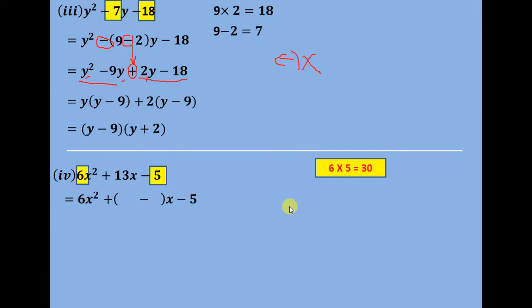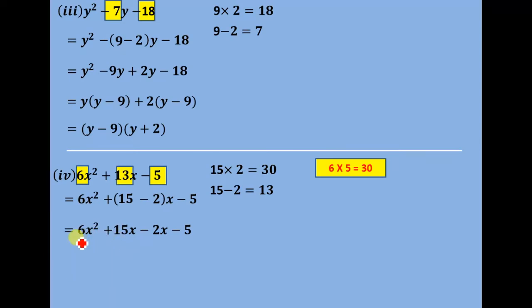And the second condition is the same. When they are subtracted, that must be equal to 13. Therefore the two numbers are 15 and 2, because 15 into 2 is 30, and 15 minus 2 is equal to 13. So the two numbers are 15 and 2. Now we'll simplify it. 6x square plus 15 into x is 15x, minus 2 into x is 2x, minus 5.